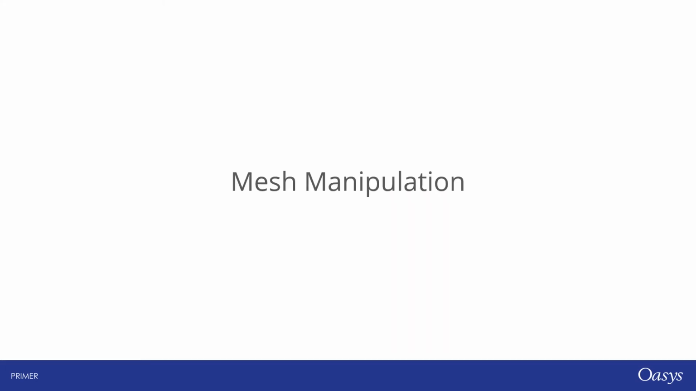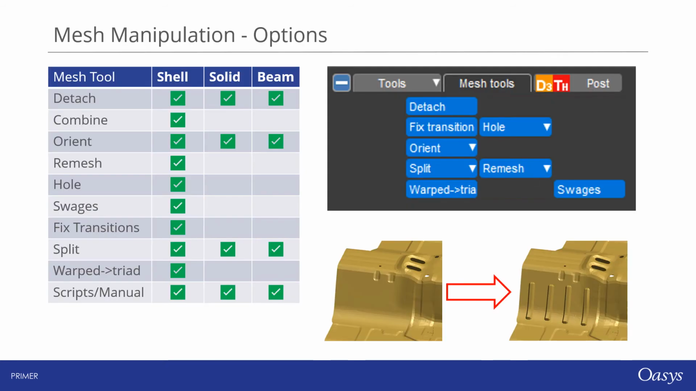And finally, we're going to look at the mesh manipulation tools within Oasys Primer. There are various mesh manipulation options available to you within Oasys Primer. You can see them here. We've got Detach, and this is applicable to shells, solids, and beams. Combine, Orient, Remesh, Hole, Swages, Fixed Transitions, Split, Warp to Triad, and as usual, scripts or manual manipulation. All of these are applicable to shells, and you can see some of them to solids and beams as well.